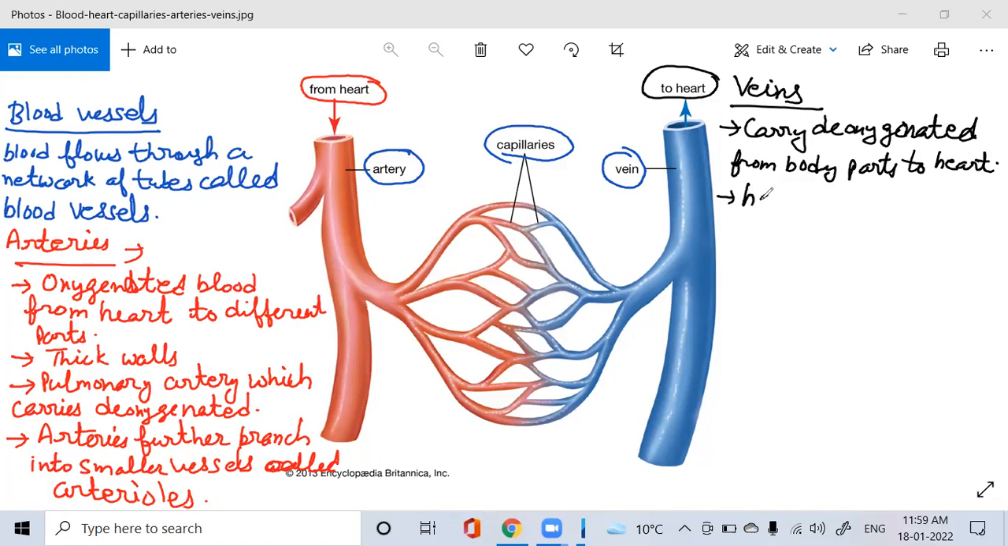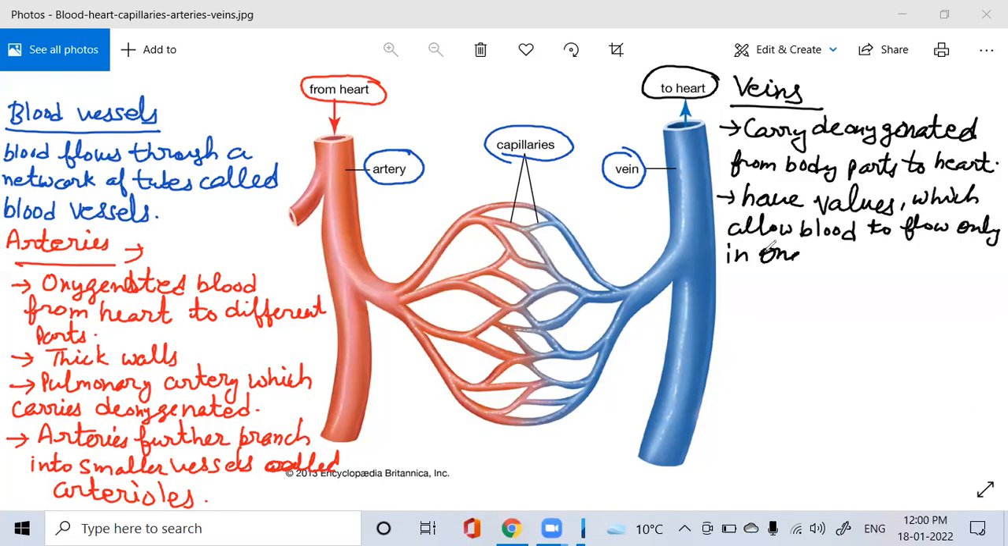And one more extra feature, they have valves, right, which allow blood to flow only in one direction, that is towards the heart, right?